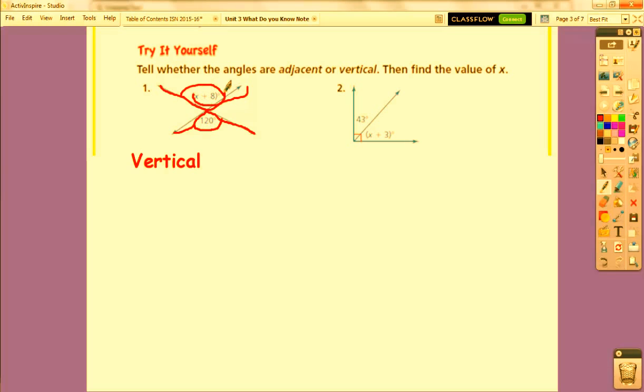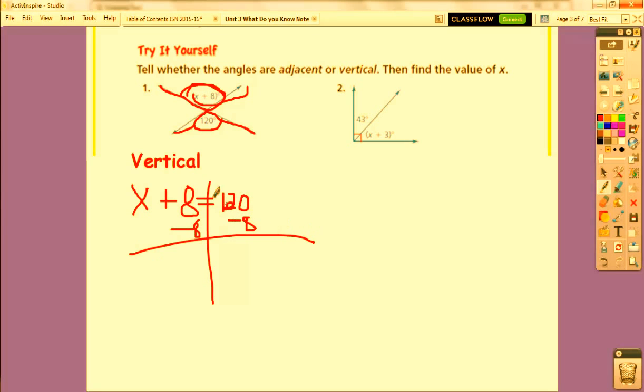I'll take this top angle here, x plus 8, and set it equal to its vertical angle. So it's equal to 120, and then I'm going to solve for x. So I'll take away 8 on both sides. This is gone. 120 take away 8 is 112. So x equals 112. And I should go back and check. If I plug in 112 right there, 112 plus 8 gets me 120.